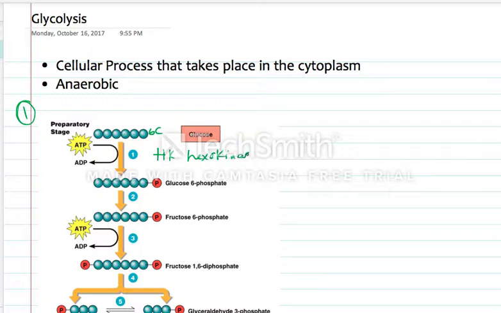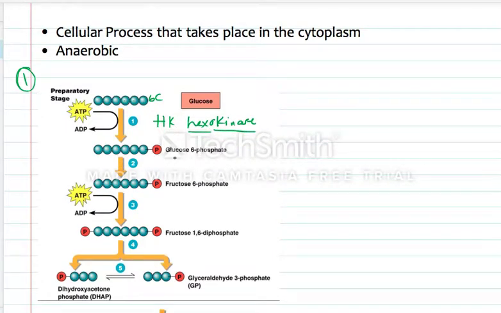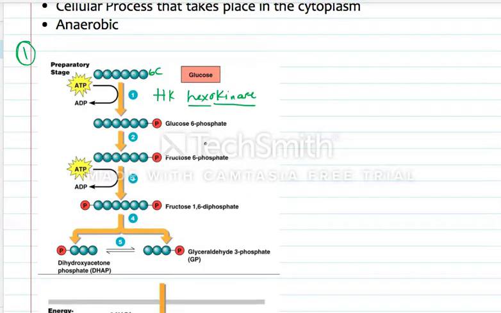Anytime you see an enzyme that has the name kinase, that means that it phosphorylates a molecule. Now hexo means it has 6 carbons. Hexo is for 6. So hexokinase phosphorylates glucose by taking an ATP and taking one of its phosphates and putting it on glucose to make a glucose 6-phosphate. Now the next step, an isomerase comes and converts glucose 6-phosphate to fructose 6-phosphate. Now this is in the purpose of making the molecule symmetrical, and you'll see why that is.